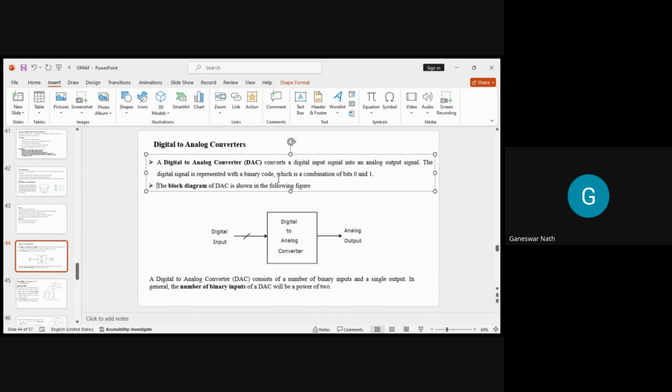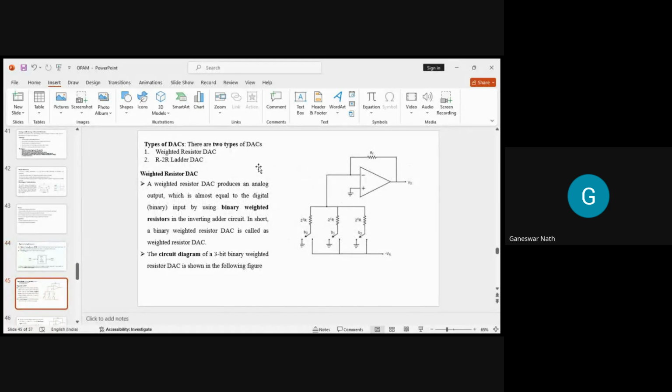So this is the block diagram, and a digital to analog converter basically consists of a number of binary inputs here, and a single output. In general, the number of binary inputs of a DAC will be a power of 2, that means 2 to the power 0, 2 to the power 1, like that. Now this is the simple circuit. The DACs are basically two types, a weighted resistor DAC and also an R-2R ladder digital to analog converter.